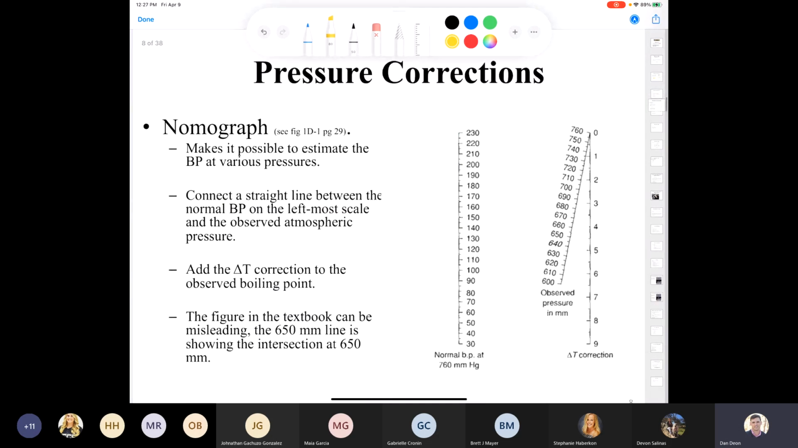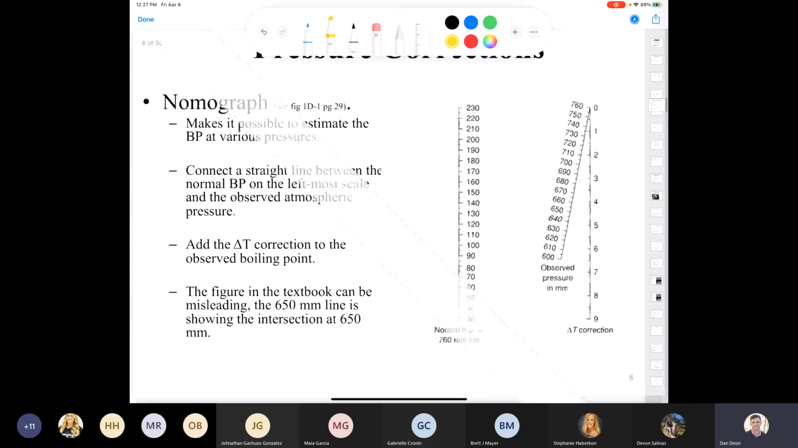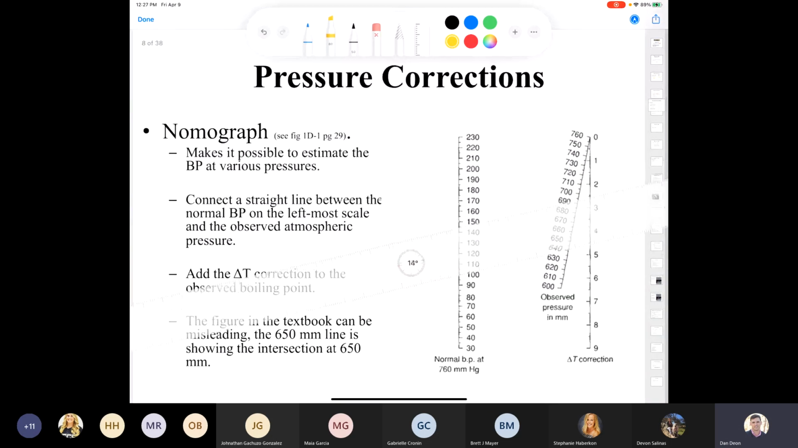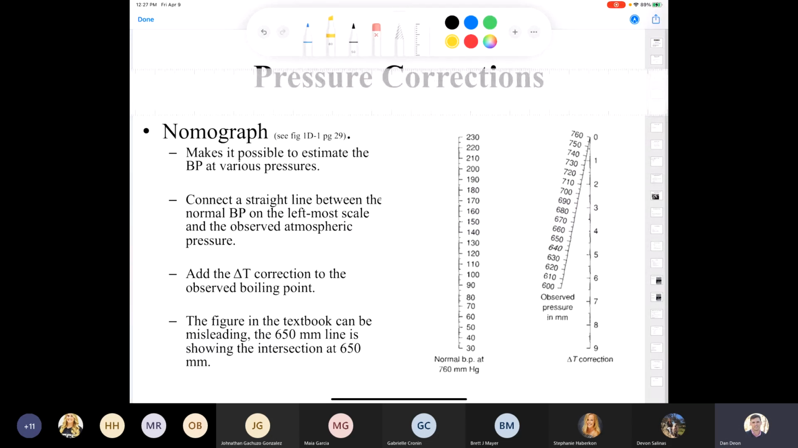How do you correct a boiling point? Well, you use this thing here that we call a nomograph. And there's a nomograph in our textbook on page 29. So using the nomograph, we can estimate boiling points at various pressures. How do we do that? What we're going to do is we're going to connect a straight line, and I don't have a ruler, and I'm not sure how to use this function on the iPad. Anyhow, I'll see what I can do here.